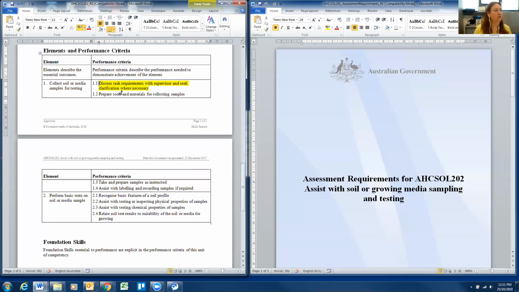Prepare tools and materials for collecting samples. So to me, there are two things in this. Prepare tools, so that's an observation, so they're able to do that. But also there's a bit of knowledge in here. They've got to actually do the action of preparing the tools, but they've actually got to know what tools they're preparing. They've got to put the right things out.